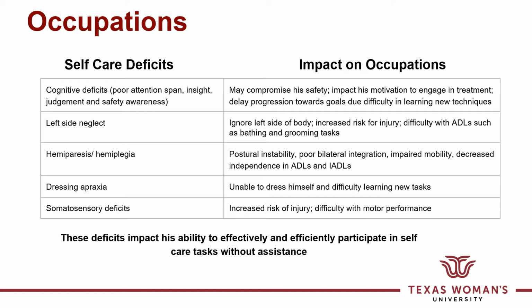Next is the hemiparesis and plegia he experiences on his left side. This results in postural instability, poor bilateral integration, impaired mobility, and decreased independence in his ADLs and IADLs. Dressing apraxia is also an impairment that Frank has, which results in his inability to dress himself and difficulty learning new tasks and techniques to be able to dress himself.